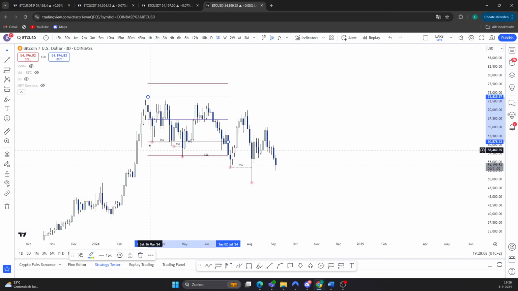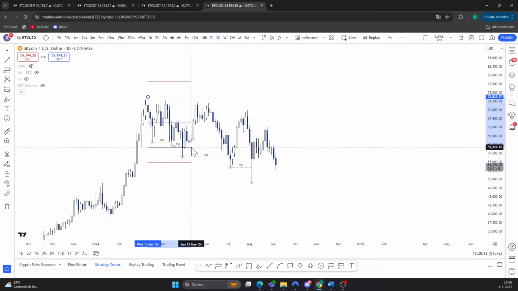Right here we see our margin. Boom. This first deviation stayed in it. We extend it right here. This deviation stayed in it.